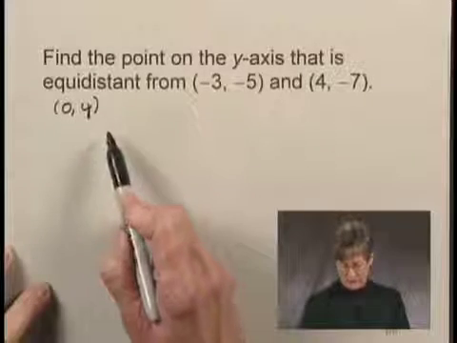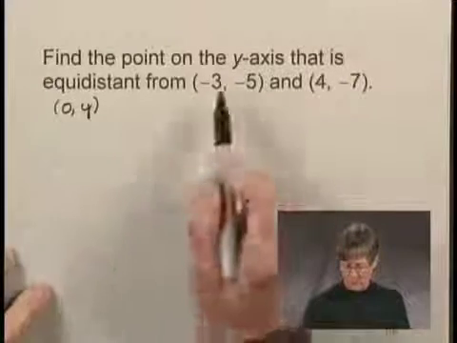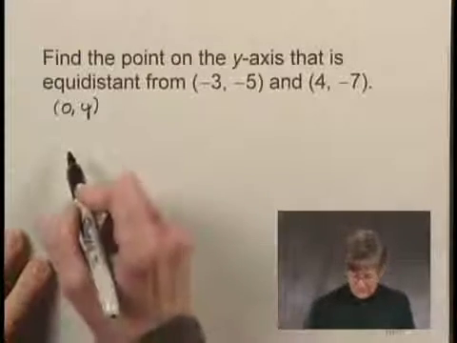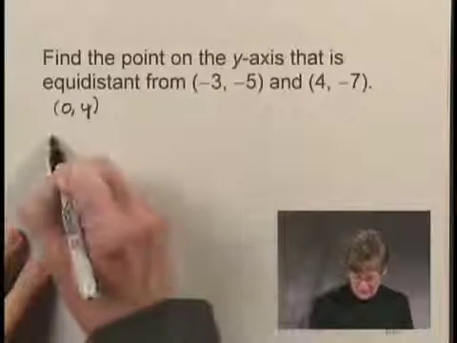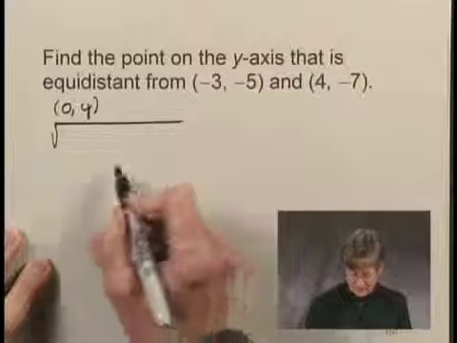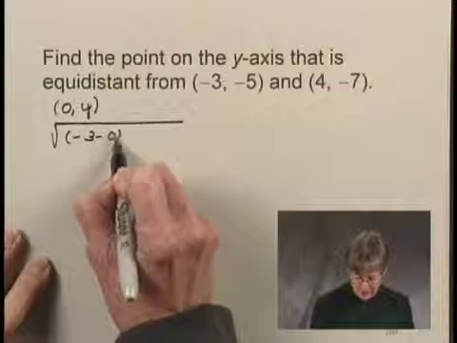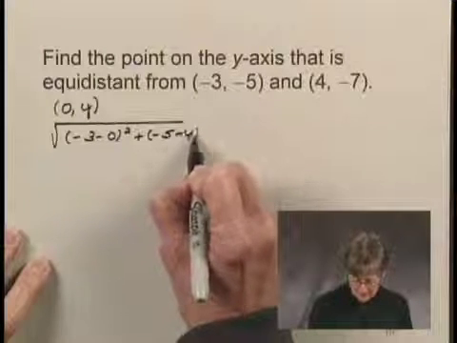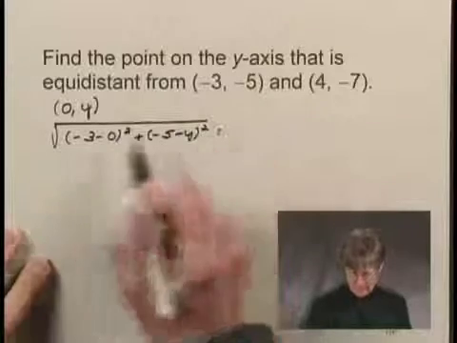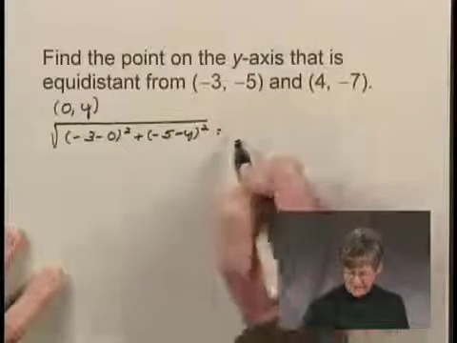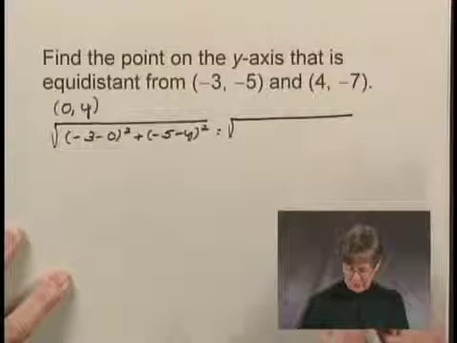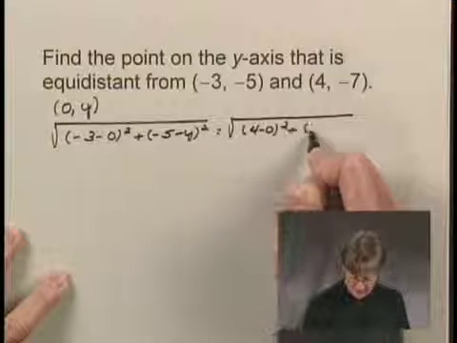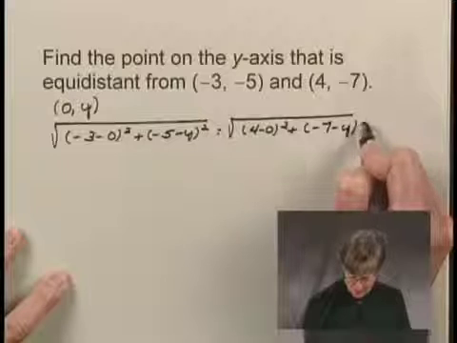Now, we'll use the distance formula to express the distance from (0, y) to each of these 2 points, and then we'll set those distances equal to each other. So let's use (0, y) and (-3, -5). The distance between those 2 points is the square root of (-3 minus 0) squared plus (-5 minus y) quantity squared. And the distance between (0, y) and (4, -7), using the distance formula again, is the square root of (4 minus 0) squared plus (-7 minus y) quantity squared.